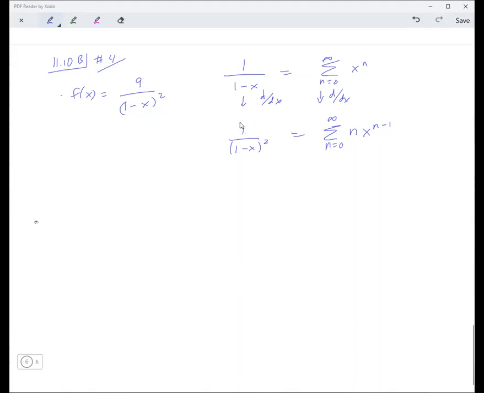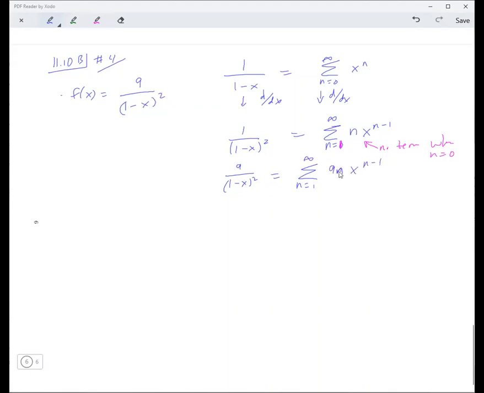And so to get 9, it would be 9 over 1 minus x squared. When n is 0, this term is gone, so it's really going from 1 to infinity, because no term remains when n equals 0. We're taking the derivative and the constant term's gone. So you get this right here, 9n x to the n minus 1.